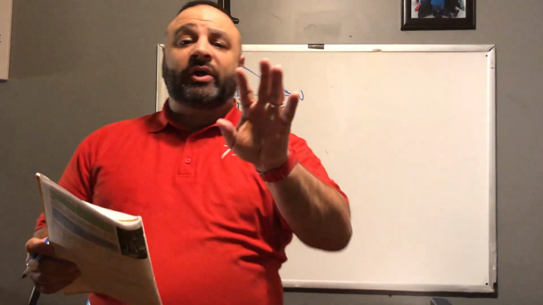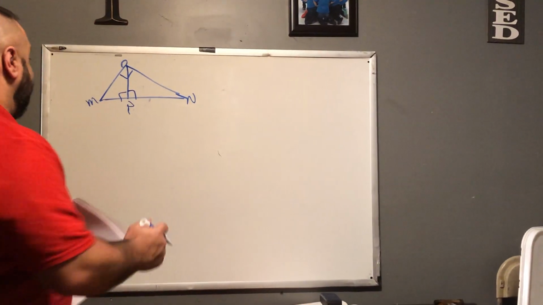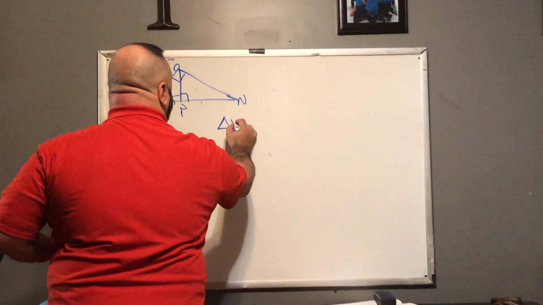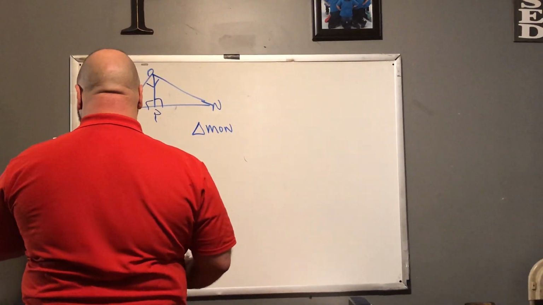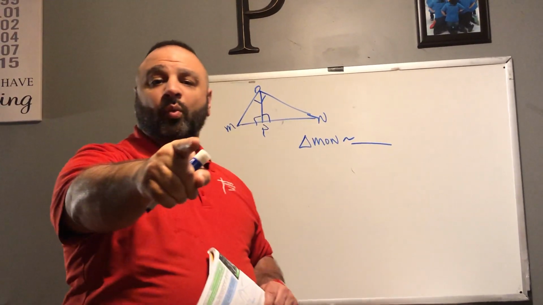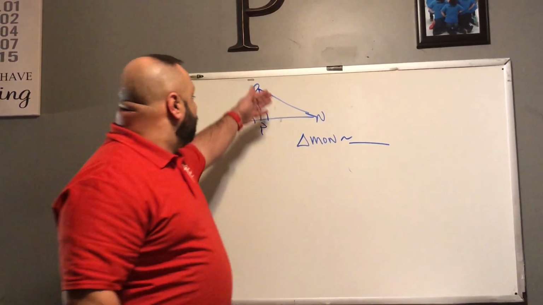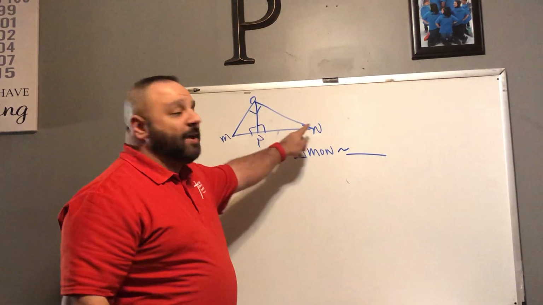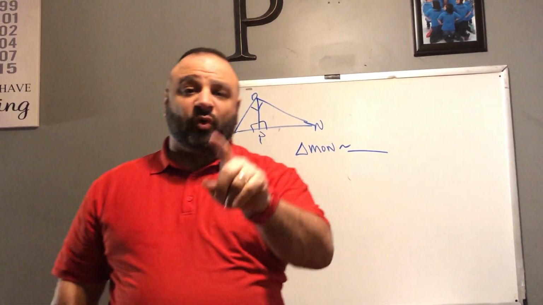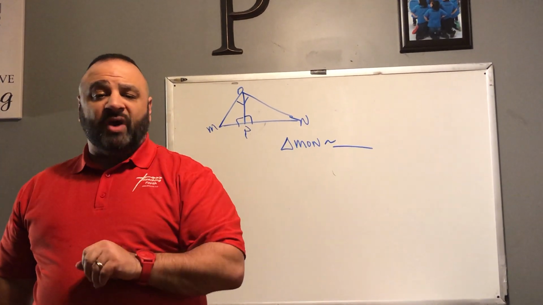All right, good job. Now, with that being formed, the directions say name the similar triangles formed by the altitude drawn to the hypotenuse of each triangle. So here's our original triangle, triangle MON. It is similar to what other triangle, based on Theorem 91? Once we have an altitude drawn to the hypotenuse, we have three similar triangles formed. So what is the second triangle? Someone give me the letters for the triangle.